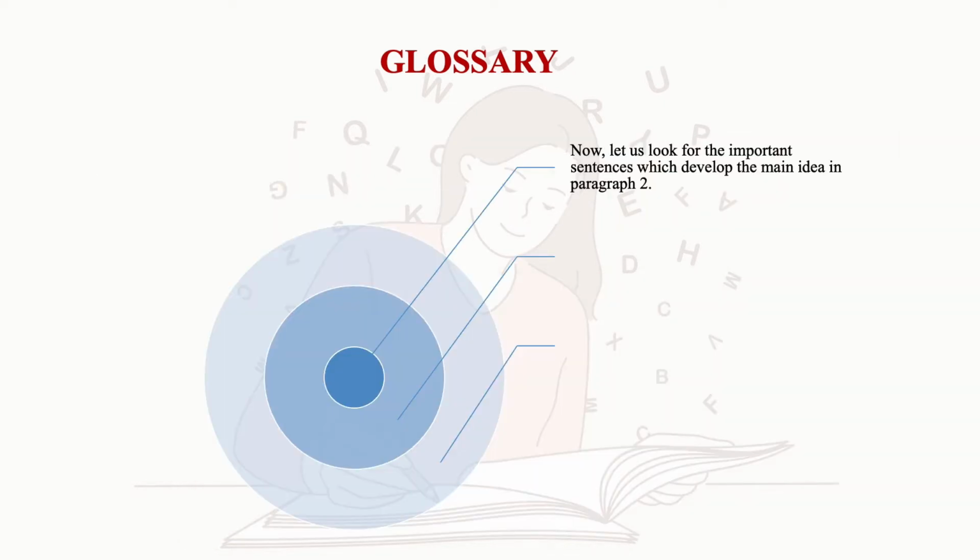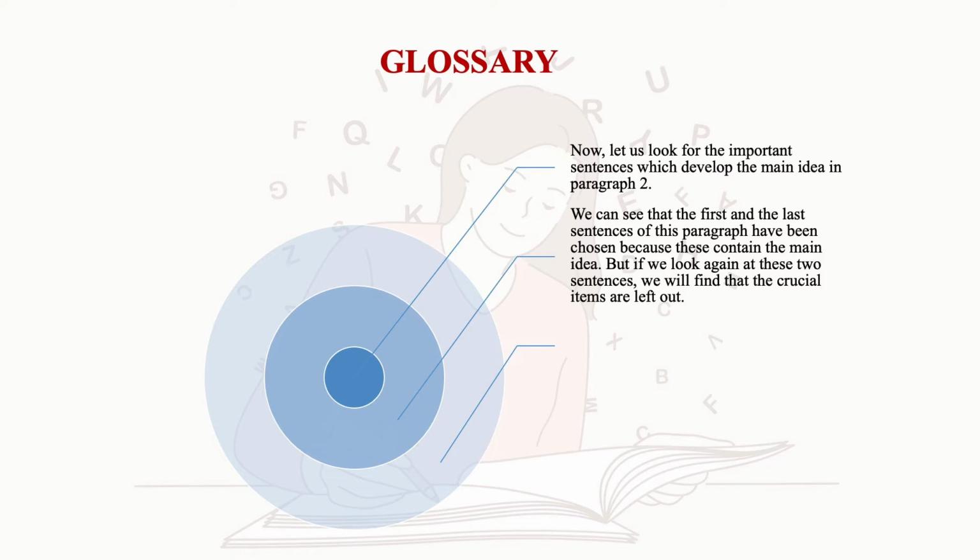Now, let us look for the important sentences which develop the main idea in paragraph 2. We can see that the first and the last sentences of this paragraph have been chosen because these contain the main idea. But if we look again at these two sentences, we will find that the crucial items are left out. So, we will have a quick look once again at paragraph 2.